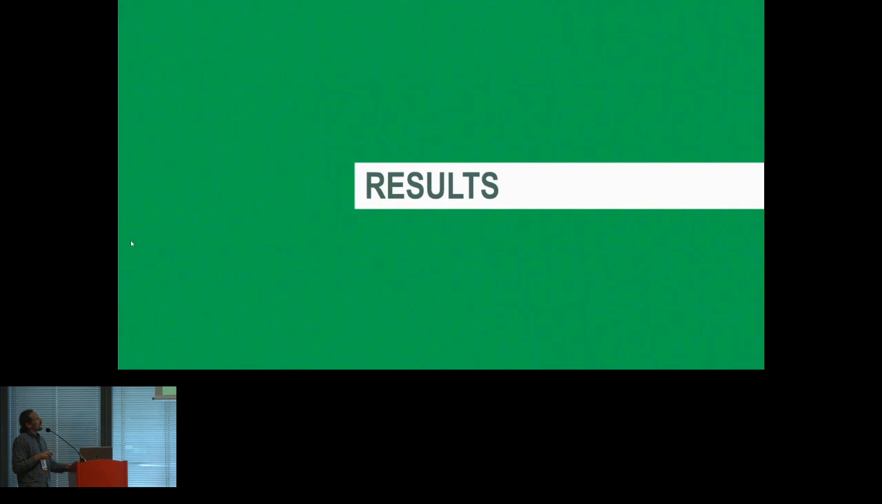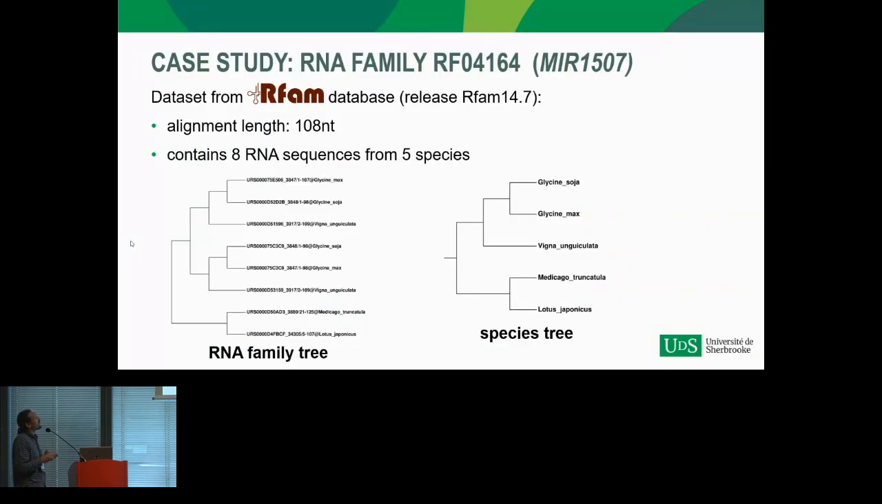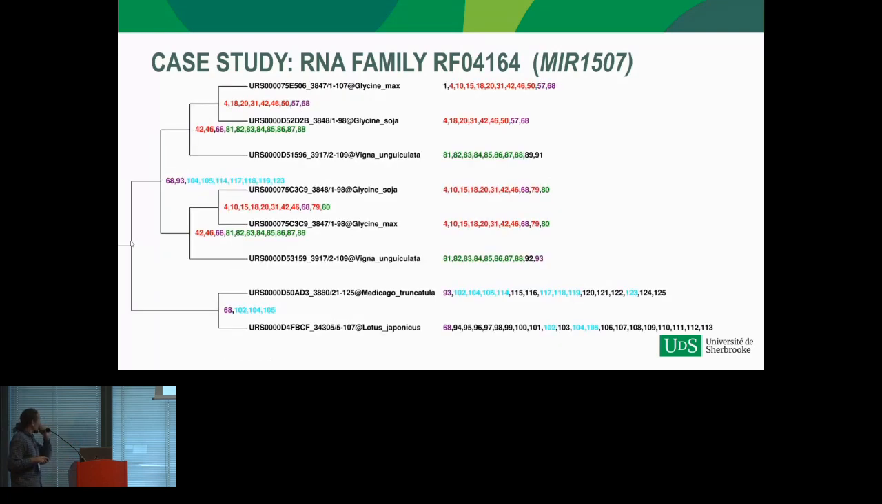So here I represent some results. I will present a case study for the RNA family RF04164. It's from the dataset of the Rfam database in release 14.7. For this family, the element length was 108 nucleotides, and it contains 8 RNA sequences from 5 species. So here is represented the species tree, and here is the RNA family tree for this. And so that is the result we get with our method.